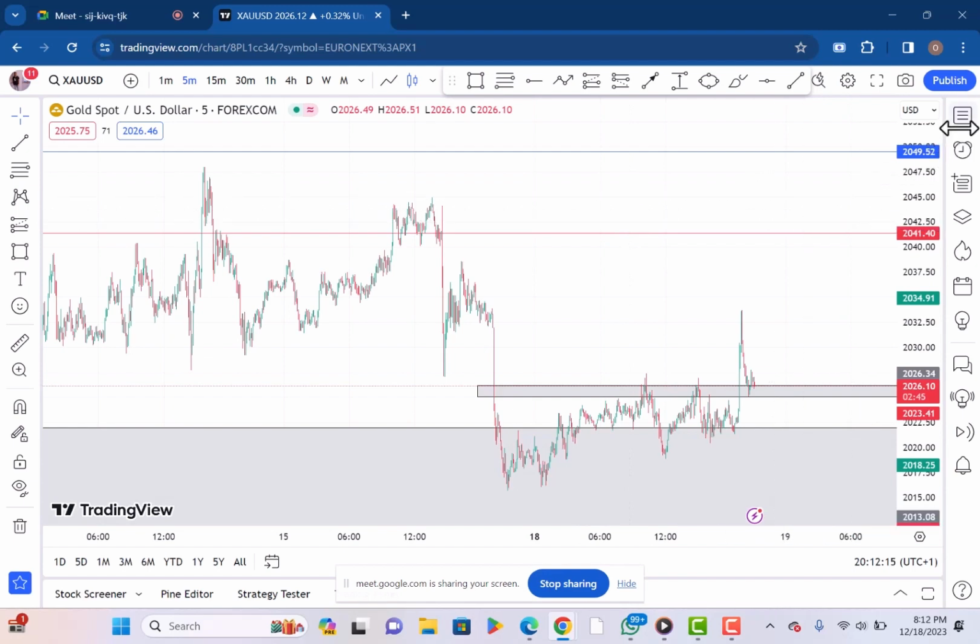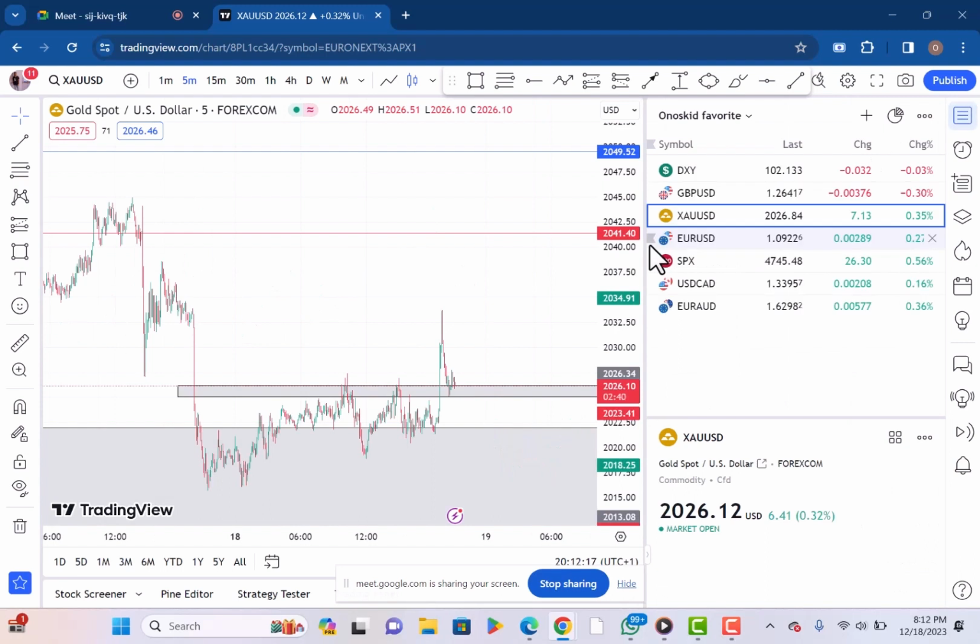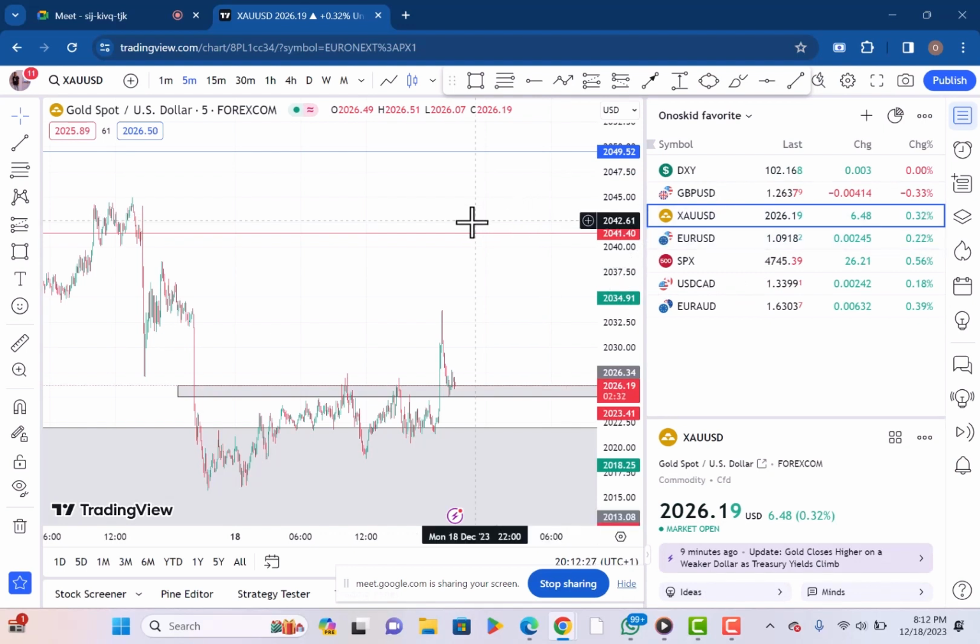Here we have the watch list. Watch lists are just like your favorite tools: the pairs that you like trading the most. These are your watch lists. There are a lot of pairs that you can actually trade, but these are the ones I look out for mostly.